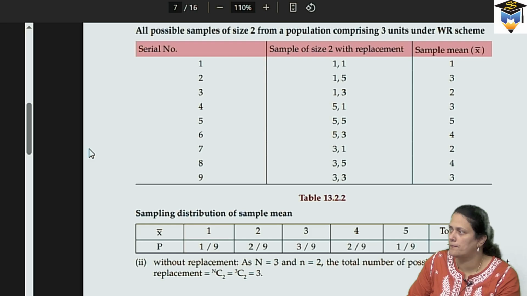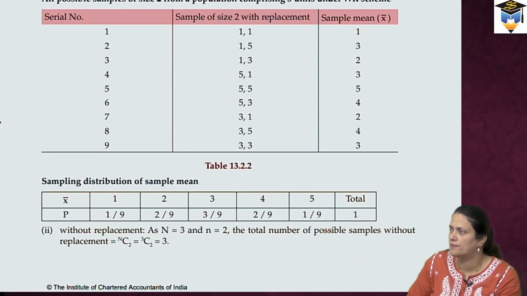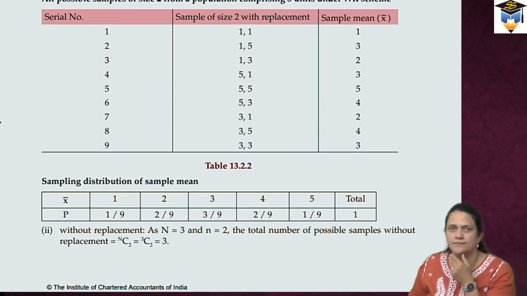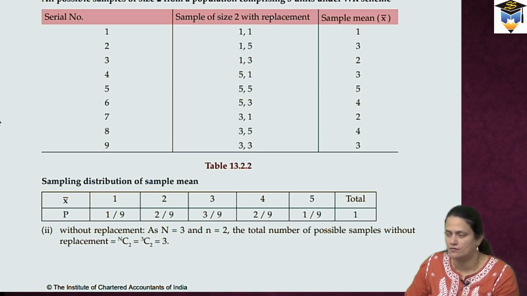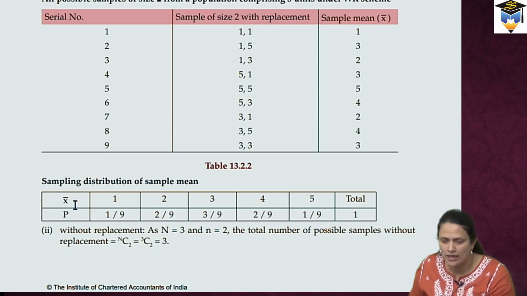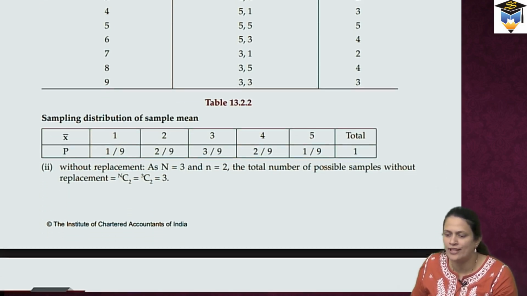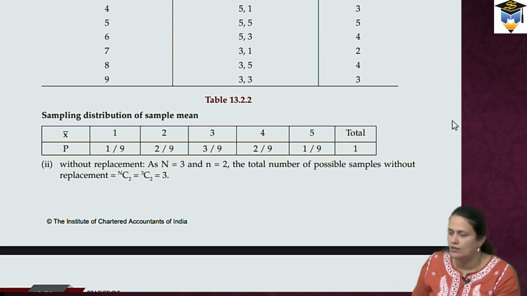Finished writing? So now the sampling distribution table of the sample mean is written. Can anybody tell me why the total is equal to 1? Can probability be greater than 1? Is it possible? Probability total is always equal to 1. So the total is taken as 1.